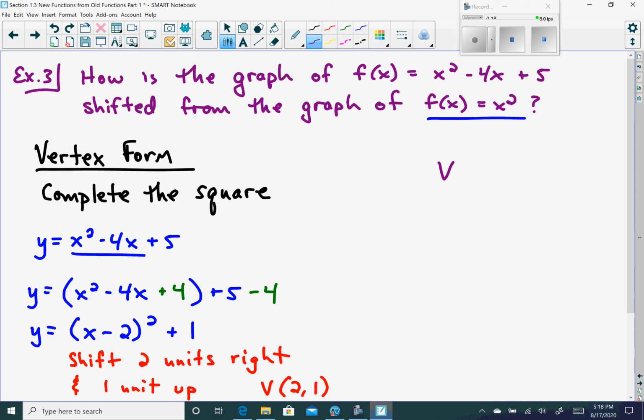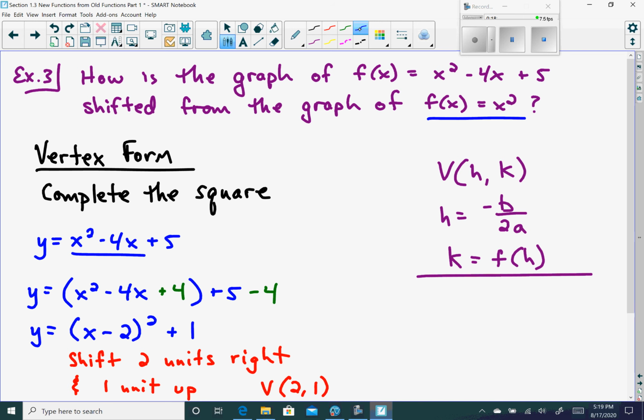The vertex is made up of two special values here. The special x value is actually called h, and the special y value is called k. So you find h by taking the opposite of b over 2a, and k is equal to f of h. So to figure this out, if we look at a quadratic function in standard form, or general form as they call it, it's y is equal to ax squared plus bx plus c.